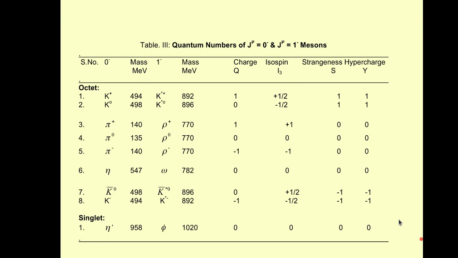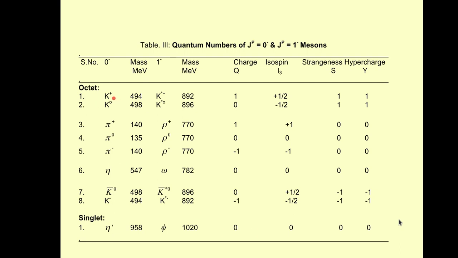So K minus is obviously the antiparticle of K plus. So these number 7 and 8 particles which I am seeing here are antiparticles of these, whereas the antiparticle of pi plus is pi minus. And what about pi 0? You can say pi 0 is the antiparticle of itself. And then we also find a singlet meson eta prime, which is like a heavy brother of eta. Its mass is around 958 MeV, and charge 0, isospin 0, strangeness 0, and obviously hypercharge also 0.